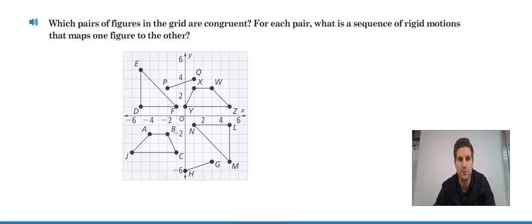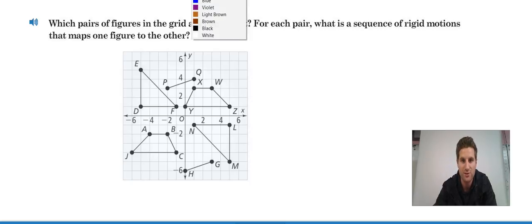All right, what are we doing? Which pairs of figures in the grid are congruent? So we were looking at these pictures. Which ones are congruent? For each pair, what is the sequence of rigid motions that maps one figure to the other? Okay, so hopefully it's pretty obvious which ones are congruent.